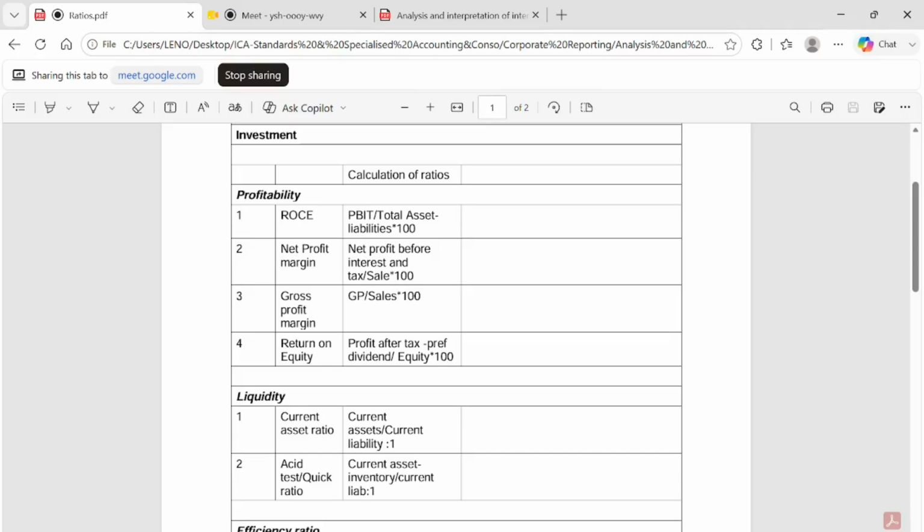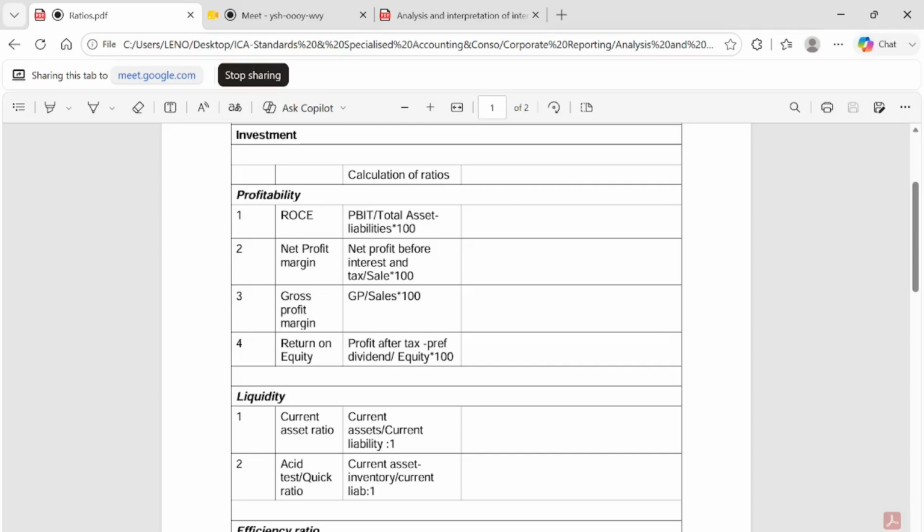So assuming they've given you year 1 and year 2, and you are performing ROCE, you analyze by comparison to see that maybe in year 1 they were able to get more ROCE, and in year 2 they were able to get less ROCE. Then you can justify the reason why this one is more profitable than this one. Okay. So that is it about this one.